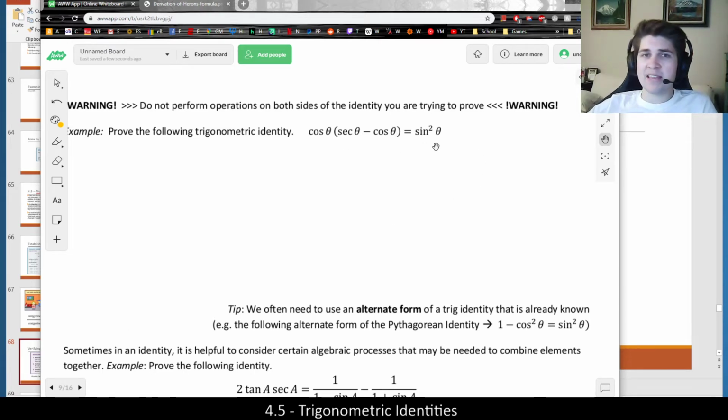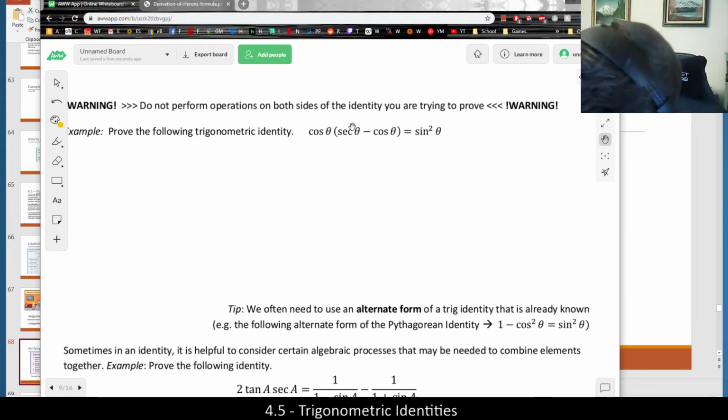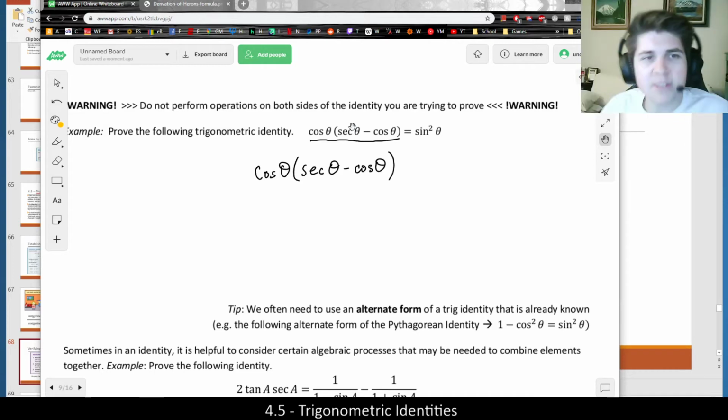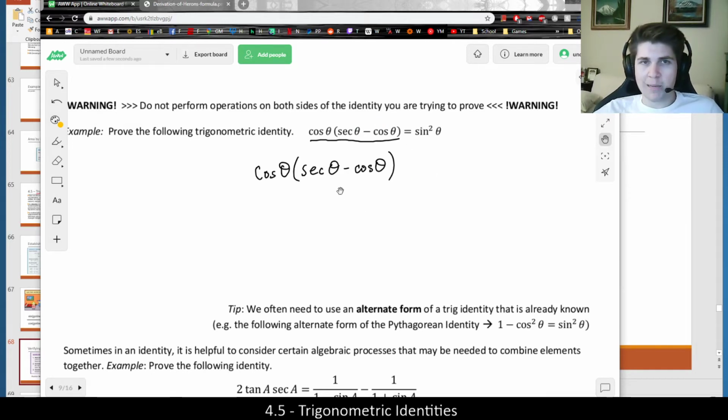In this case, step one said to pick one side, write it down. Generally, it's easier to start with the harder side. So let's go ahead and do that. In this case, I would say that the more complicated side is the left-hand side of that equation, which is cosine theta times secant theta minus cosine of theta. The reason it's usually easier to start with the more complicated side is because we can take this combination of multiple trigonometric expressions and try to simplify it.